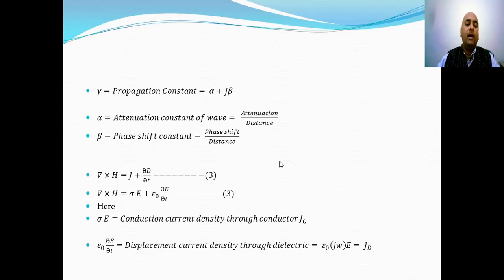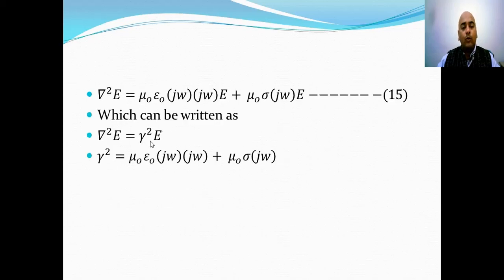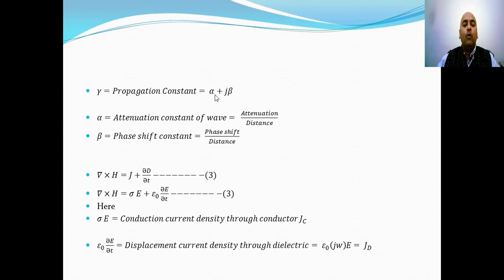So γ here is called the propagation constant and it is the sum of two terms. The first term is called the attenuation constant of the wave and the second is called the phase shift constant of the wave while propagating. Alpha, the attenuation constant, represents attenuation per unit distance and the phase shift constant represents phase shift per unit distance while the electromagnetic wave is propagating.